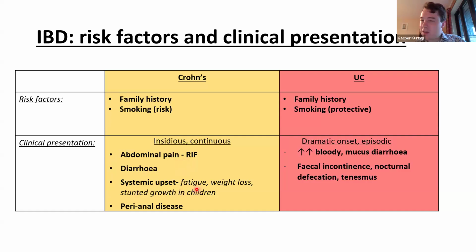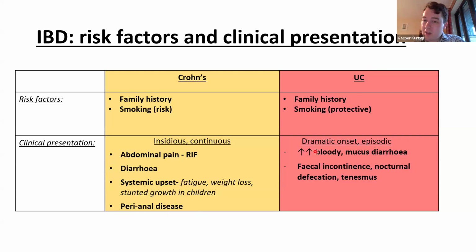They tend to be systemically upset, so the patient will present with fatigue, weight loss. If they are children, they may have stunted growth. And perianal disease points strongly towards Crohn's. So multiple perianal abscesses, perianal fistulas are strongly suspicious of Crohn's disease.